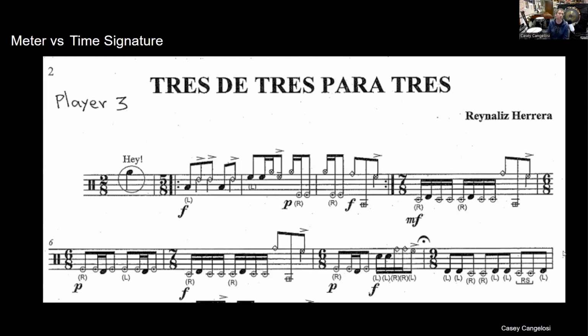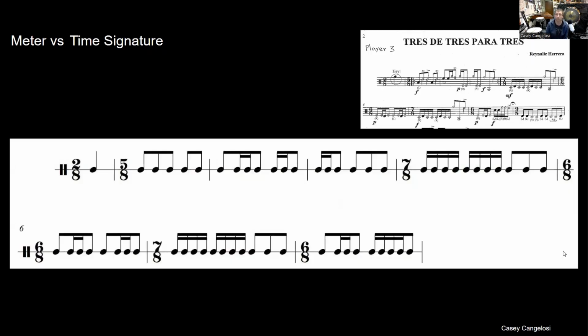This is a percussion trio called Trace to Trace Paratrace by composer Reynalise Herrera. There's a lot of vertical information. It makes it look very complicated and is a complicated piece. The rhythm, however, if we just break it down, I'll simplify it. So you just have the horizontal information here.